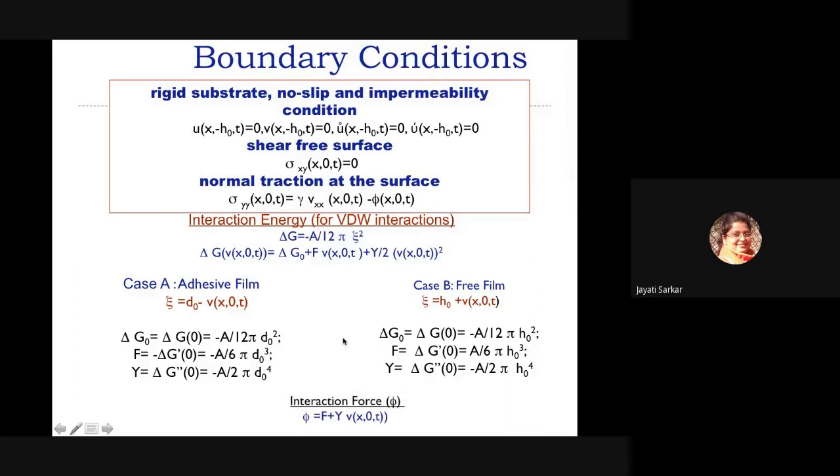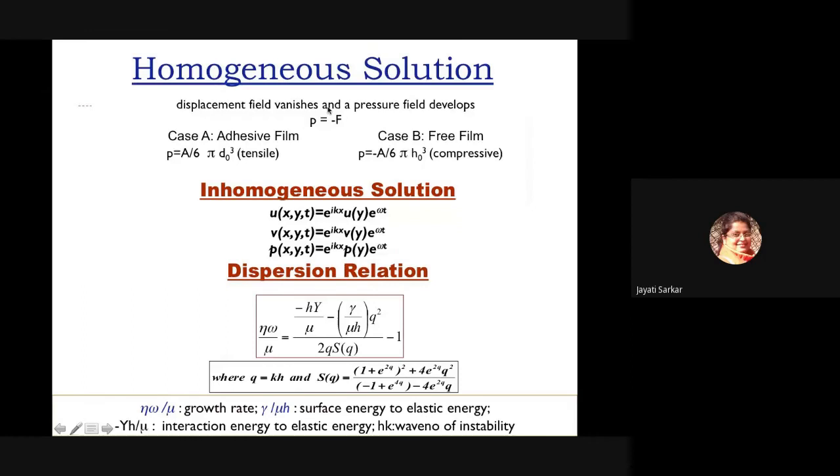So you will see that the interaction force phi again can be found from this delta G by taking a derivative with respect to F, with respect to V, and this exactly comes like this. So for a homogeneous film, the displacement actually vanishes and the pressure is given by minus F. So it is different for both the cases, right?